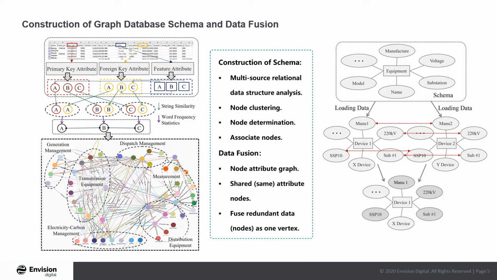We retain the first loaded relevant information of device 1, fill the attributes not included in device 1 but contained in device 2 into the vertex of device 1, and eliminate device 2 to realize data fusion.